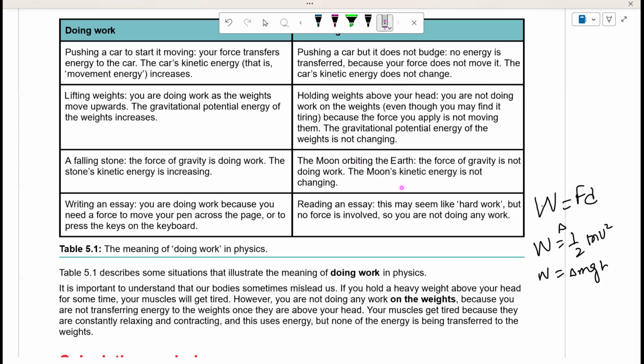There is another important thing. Whenever an object is moving in a circle, where do the resultant force and acceleration act? Always towards the center, and the displacement is along the circle, so they are not in the same direction. So there is no work done. If this is the moon and this is the orbit, the force is in this direction but the displacement is in this direction. They are not in the same direction, which is why no work is done.